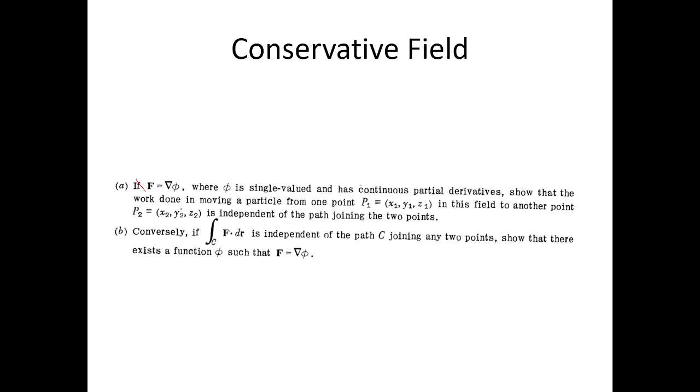Show that work done in moving a particle from point 1 to point 2 is independent of the path joining the 2 points. So if the field satisfies this condition, then the work done is independent of the path. That is the first part. The second part is the converse of it. If this integral is independent of the path, then we have to show that the field is equal to grad of phi. So let's prove it.